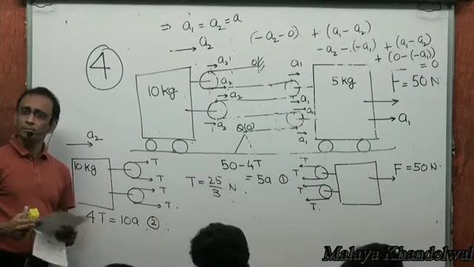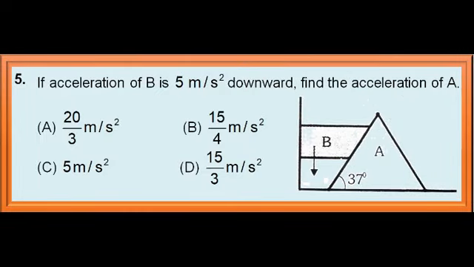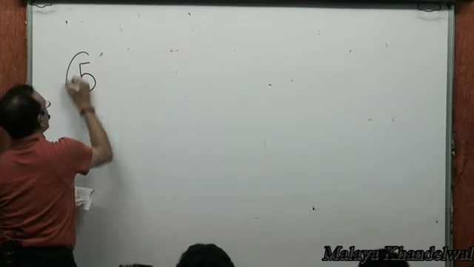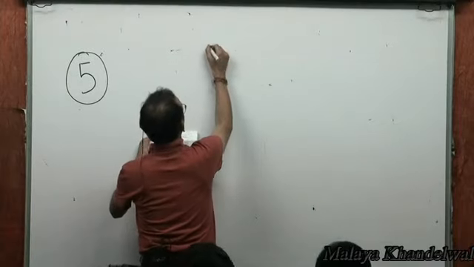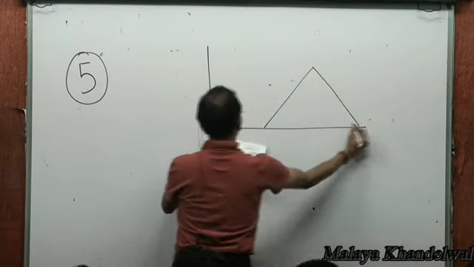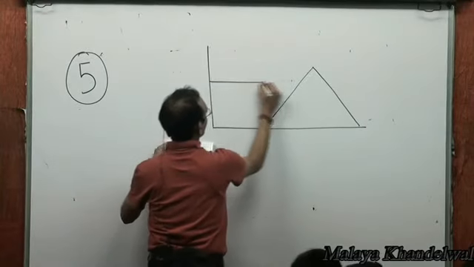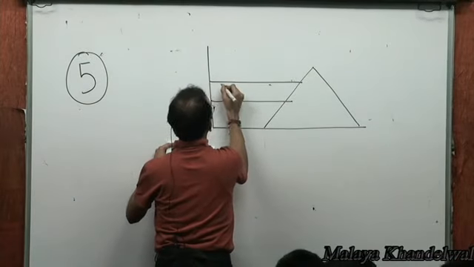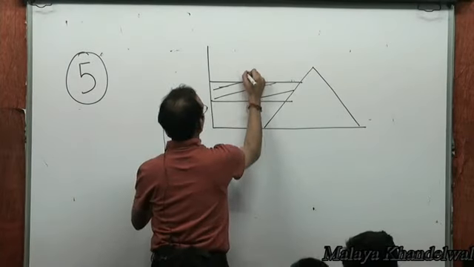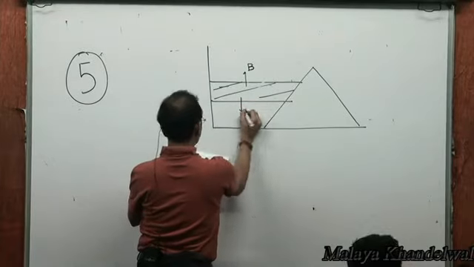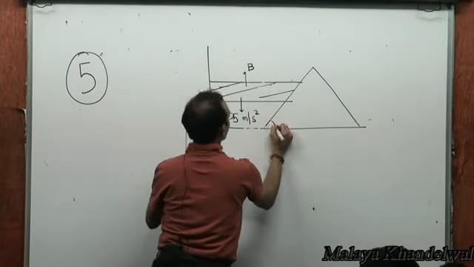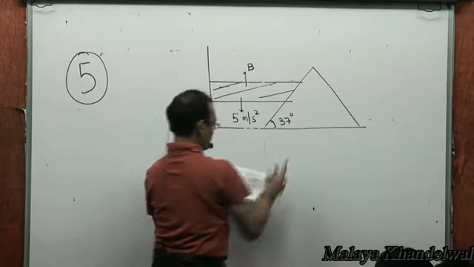Simple, right? Number 5. A situation like this, there is a wedge and there is this unit. This is referred to as B, and this has an acceleration given as 5 meters per second squared downwards. This angle is given to be 37 degrees, right?